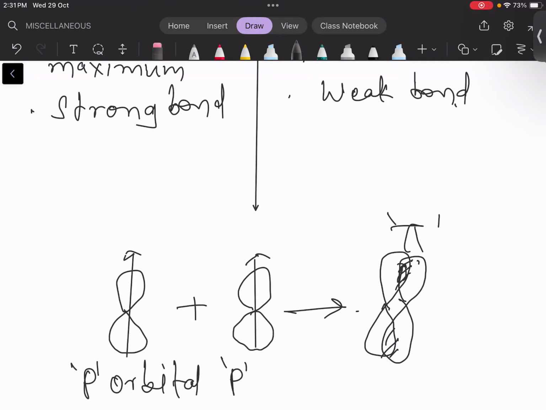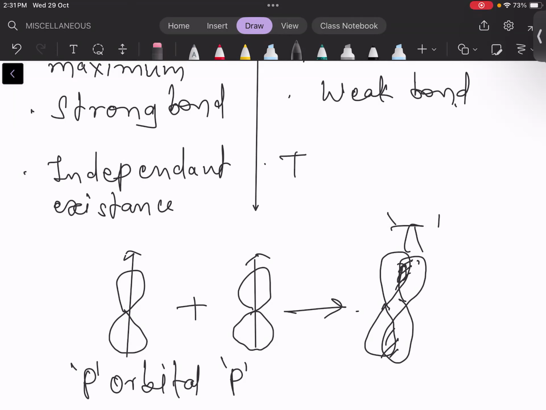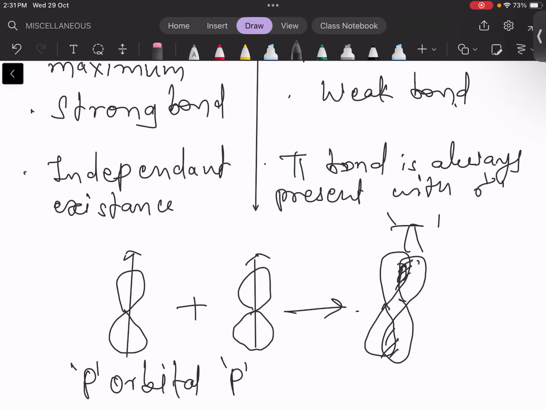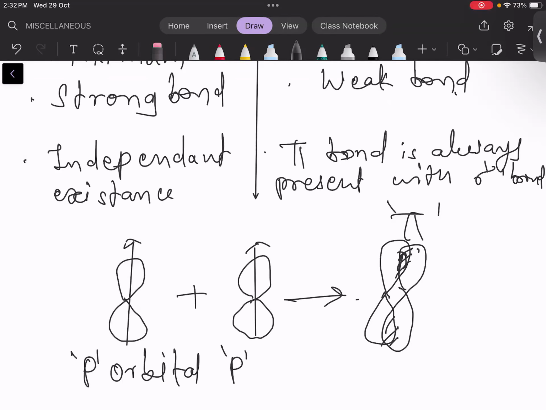And sigma bond has independent existence. However, pi bond is always present with sigma bond. That is, it does not exist independently.